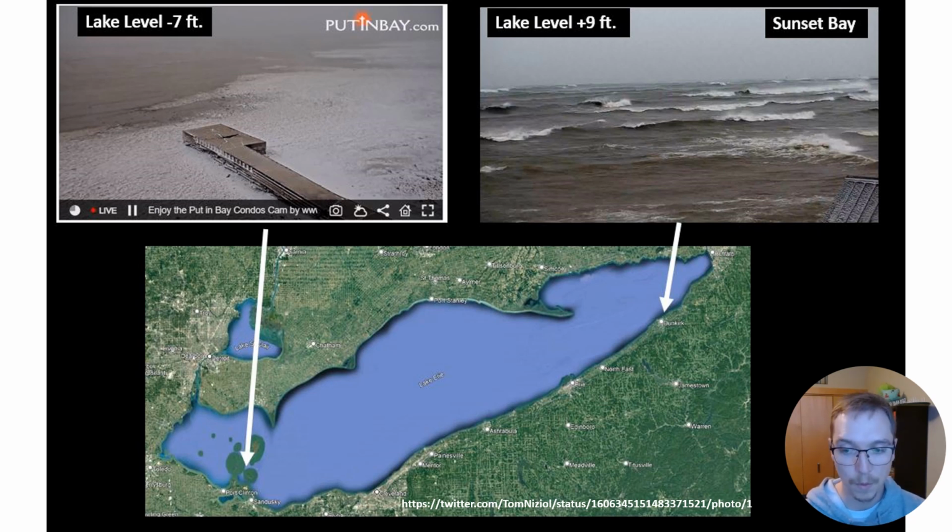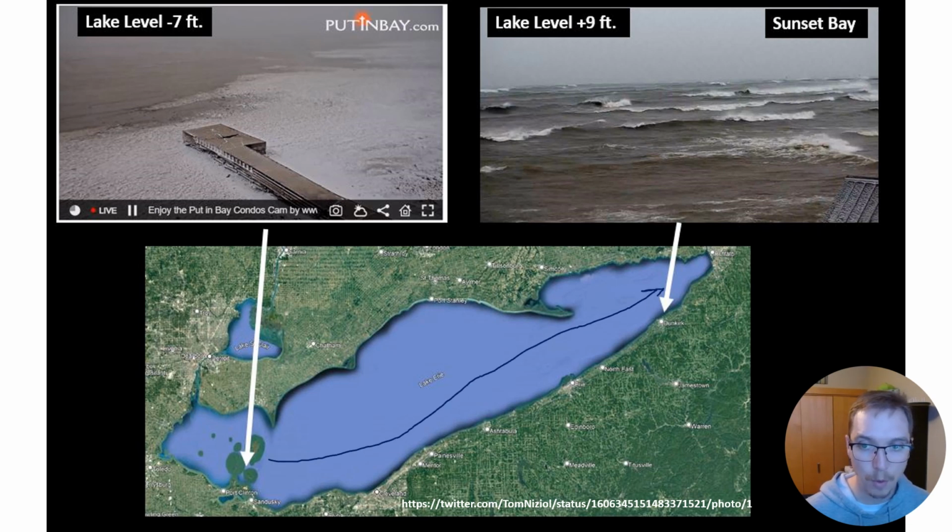Again, there's another Twitter post for you. You can see the link down on the bottom there. We had a pretty severe southwest to northeast wind, and you can see two pictures. On the left, water levels in the lake had dropped 7 feet below average. On the right, towards the northeast in Sunset Bay, lake levels had risen 9 feet. So basically, all that water is getting pushed by that wind and piling up over in this portion.